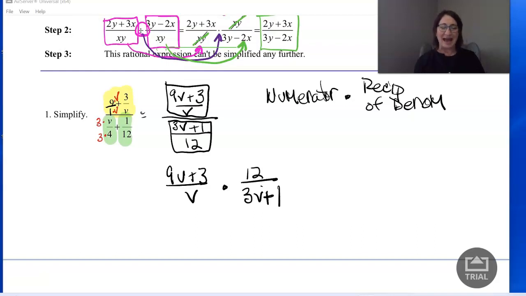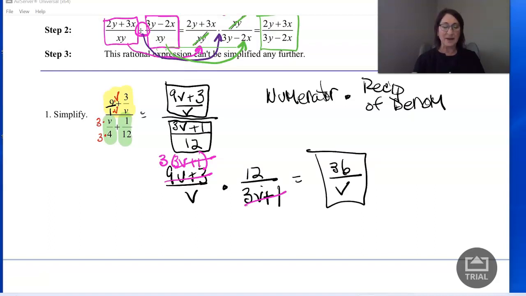So I'm looking at that 9v plus 3. And so I can go ahead and factor that, take out a common factor of 3. So take out a 3, and so I'm left with 3v plus 1. So now my 3v plus 1s reduce. The 3 and the 12 that are both in the numerator cannot reduce. You can only reduce a numerator with a denominator. So I'm just going to go ahead and multiply across. And so 3 times 12 is 36 over v. That's my answer.